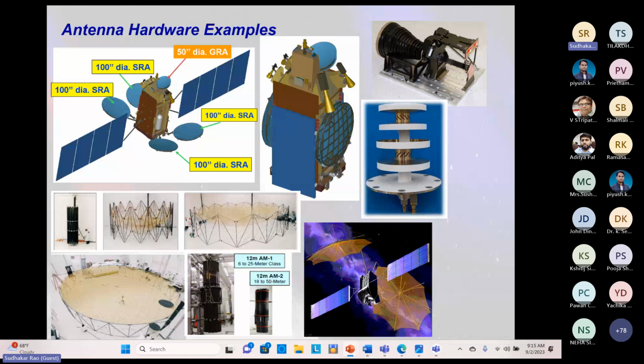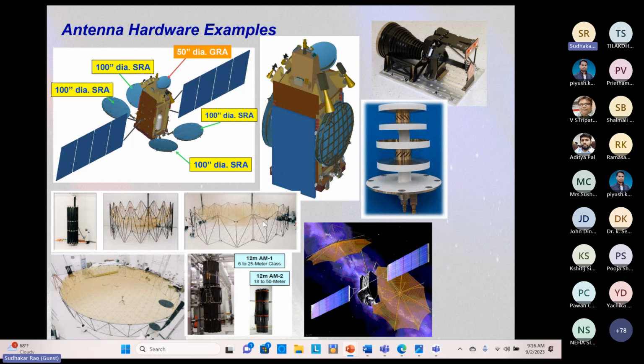This is a very lightweight mesh. It's made of gold-plated molybdenum material. I think these are like thin wires of 1 mil in diameter, bunched together. So the mesh needs attention, so it is provided with a truss type structure and also with a back umbrella type structure to support it.